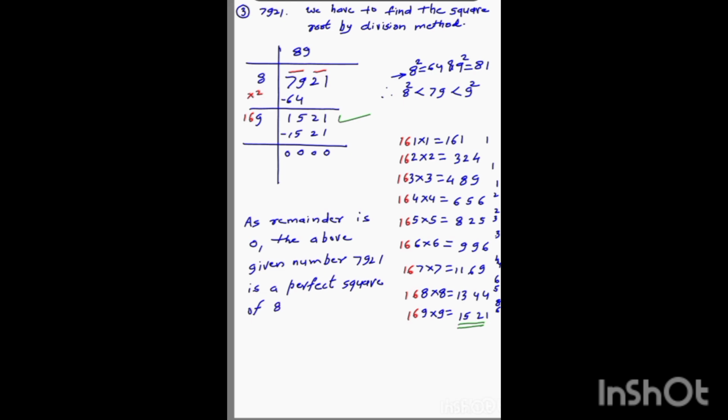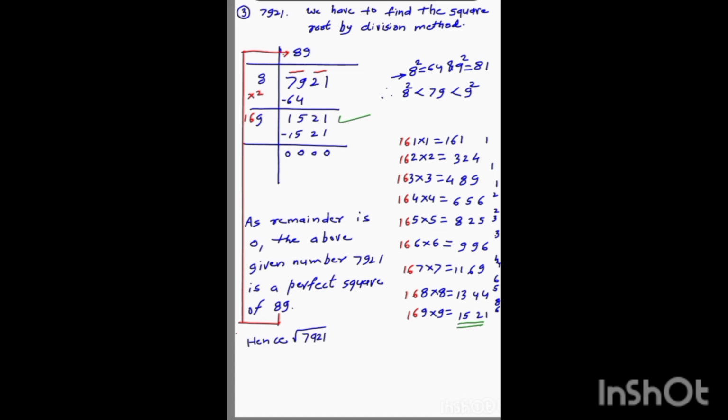is 89. See, it is here. From where did you get 89? It's here. The answer is 89. Now the last part, that is the answer: the square root of 7921 is equal to 89. Okay, answered.